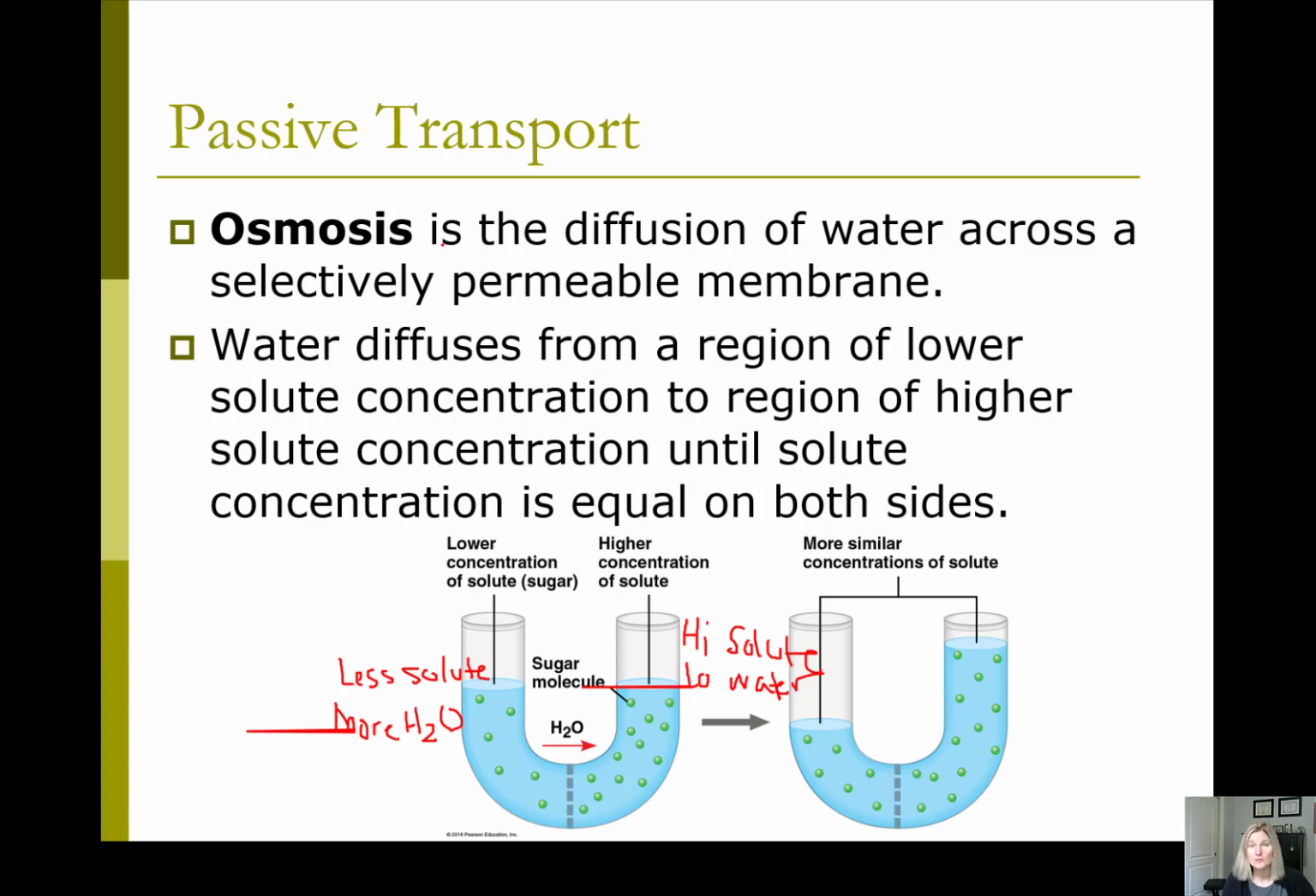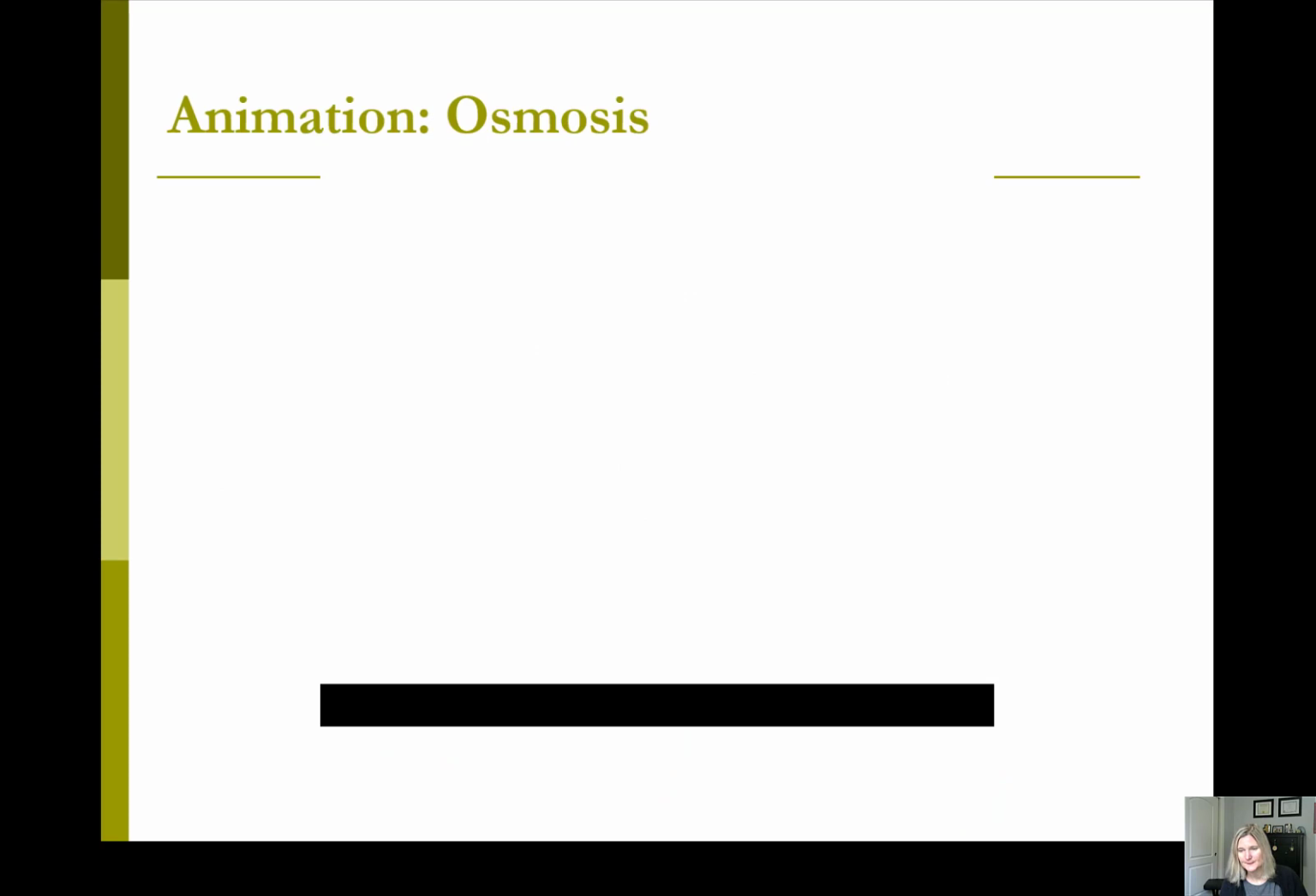So in osmosis, we're still going from high concentration to low concentration, but we have to pay close attention to what's moving. It's not the solute, it's the water. Water is going from high concentration to low concentration. We have more water on this side, less solute concentration, so water is going to move from this side of the tube into that side. That's why you can see the level changing. Now we have about equal distribution of water to solute on both sides. So let's watch a video explaining that.